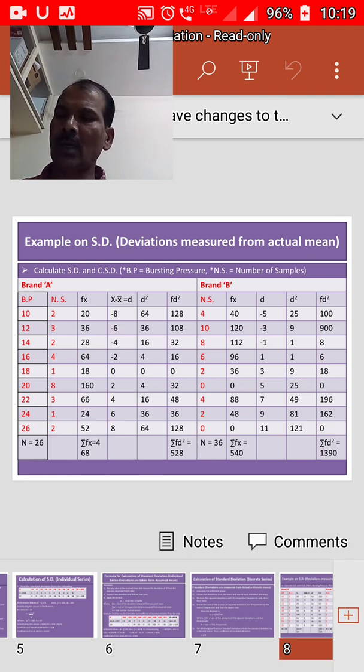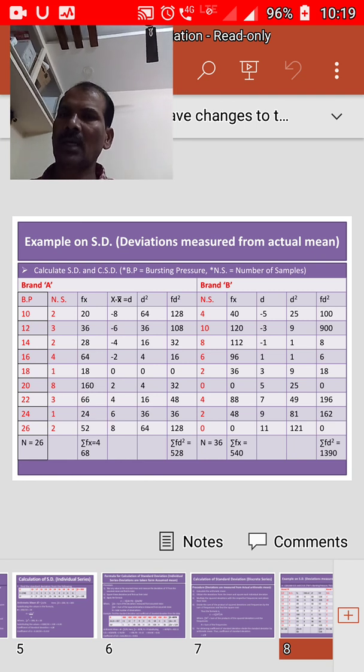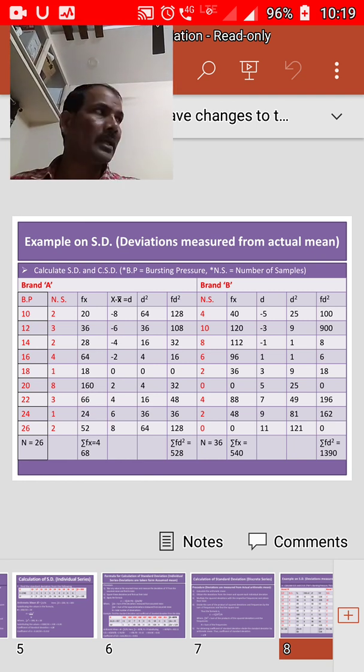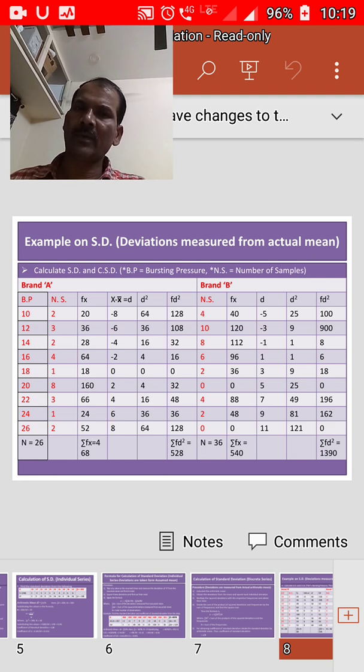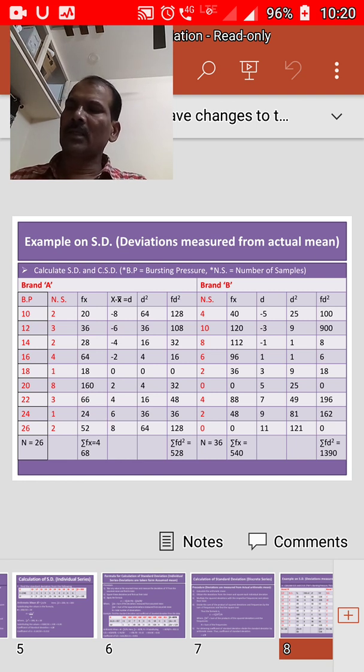Now we need to take deviations, x minus x bar. How much will x bar be? The number of observations is 26, and to calculate x bar for this discrete series, x bar is equal to sigma fx by N. Sigma fx is 468 and N is the sum of the frequencies, 26. 468 by 26 is equal to 18. So x bar here is 18.